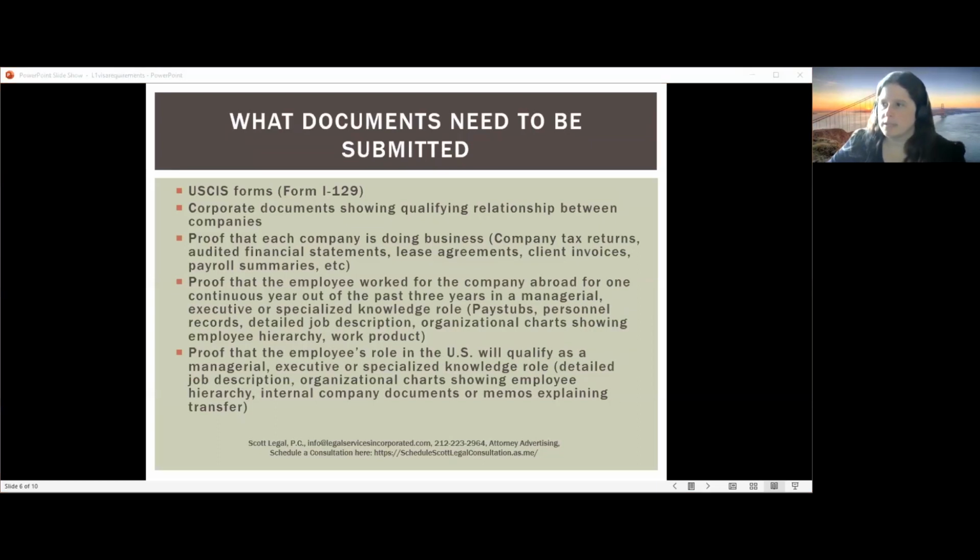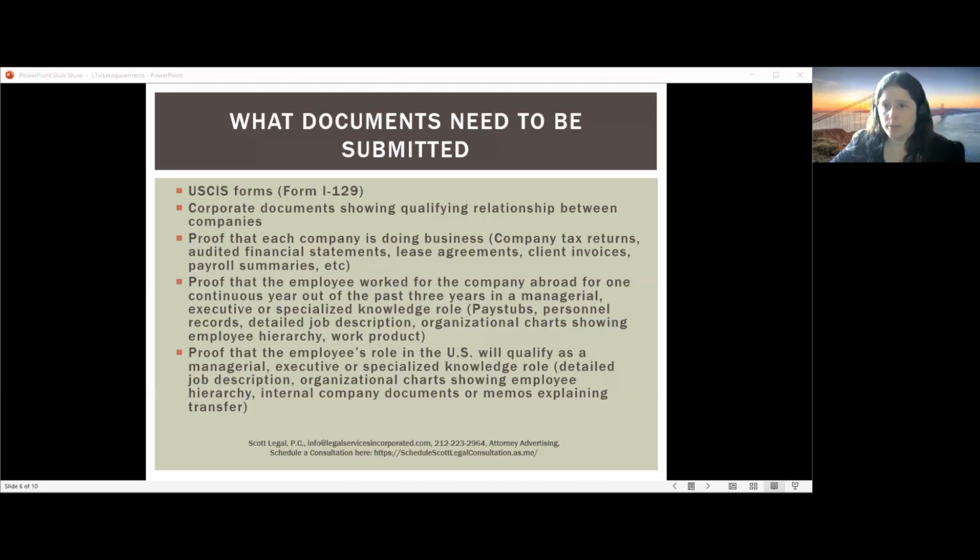So what documents need to be submitted? If you're applying for an L-1 as an individual case, there are something called L-1 blankets, but we won't discuss those. Those are specific to companies that are very large and meet certain requirements. But for a general L-1 individual application, you'll need to submit a form to U.S. Citizenship and Immigration Services. This is on Form I-129. And then you submit supporting documents.